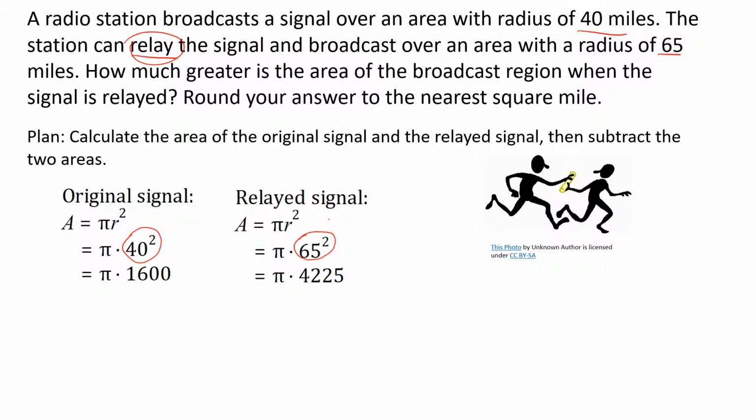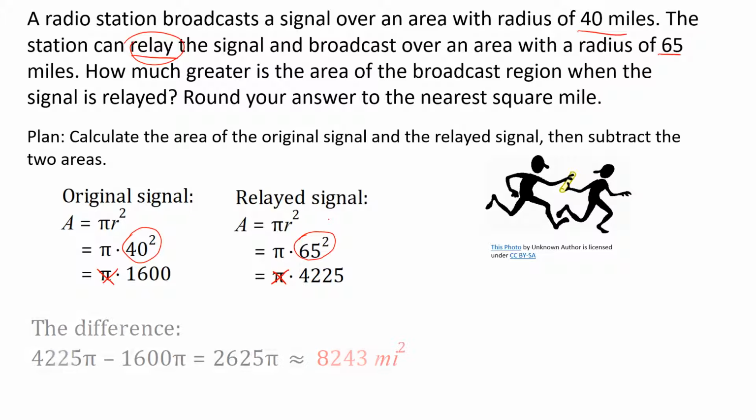So I'm going to take the difference of the two signals, and I'm just going to leave pi out of it for now. Just for now, we're going to hold off on that. And the difference will be 4,225 pi's minus 1,600 pi's, which is 2,625 pi's. Finally, I will multiply 2,625 times 3.14, which is 8,243 square miles. That would be our final answer.